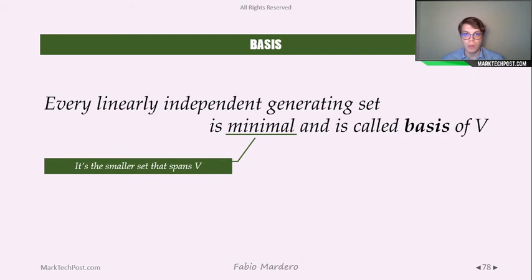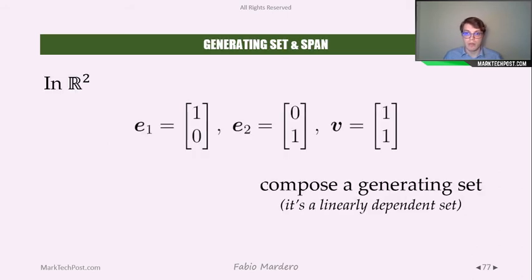Well, a basis of V is a generating set, so the set of vectors generate all the other vectors in the vector space, but has one more property: it is minimal. So it's the smallest set that spans V, and we can find that this set contains only linearly independent vectors. Of course, because if the vectors are linearly dependent, as we already saw here, then this vector could be written thanks to these two. So we don't need V anymore. We can just think about these two.